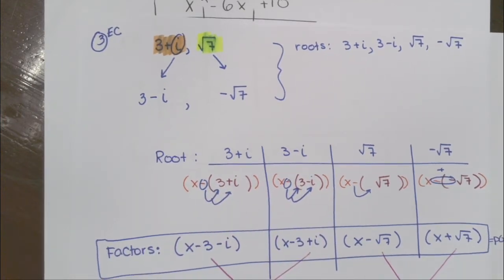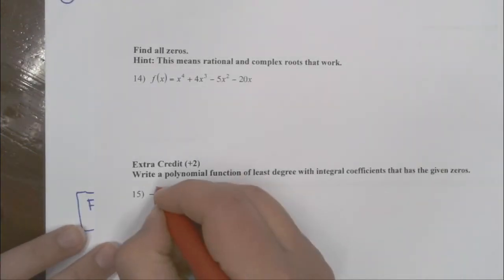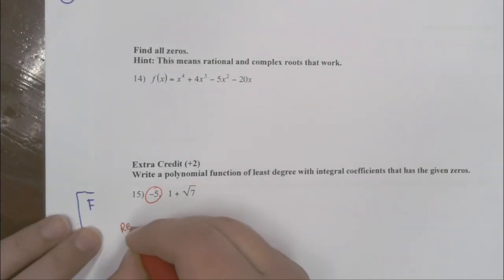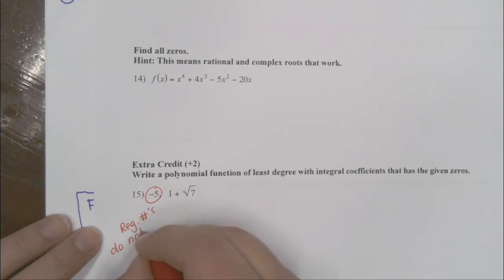Okay. Go ahead and flip backwards. We're going to look at question number 15. I will be skipping question number 15. It is identical to what we did a few moments ago. The only thing I want to note on question number 15, please write this out. Regular numbers do not have conjugates.